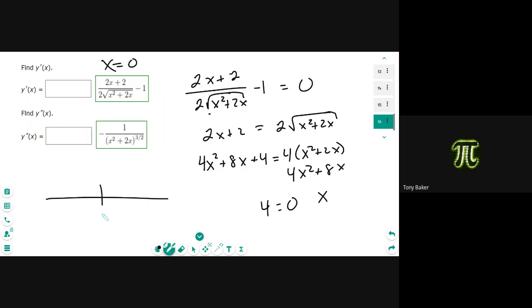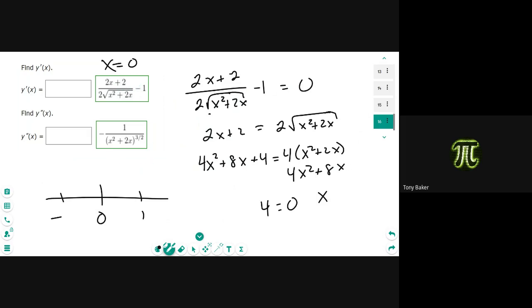So now I can set up my thing to plug a point on either side and figure out where it's increasing and where it's decreasing. So if we plug in 1 and -1, if I plug in 1 here, all I care about is whether this is positive or negative. So I'm going to have 4 on the top and two times. So is it bigger than -1?